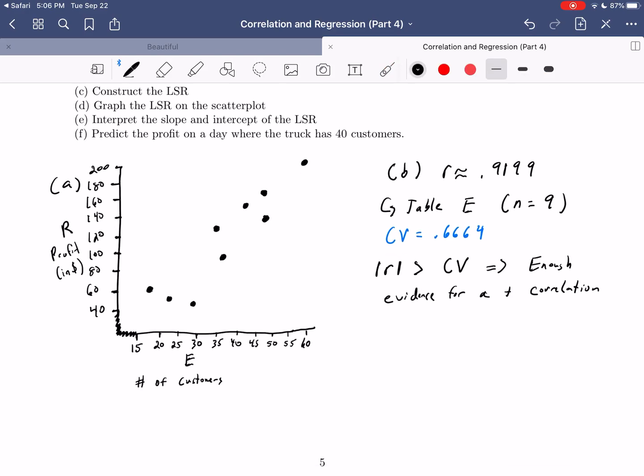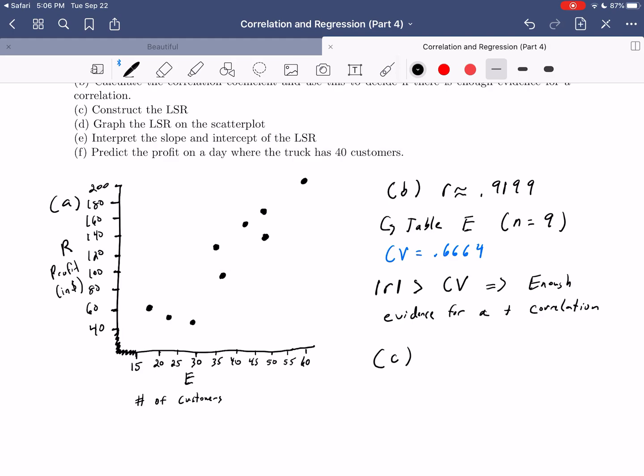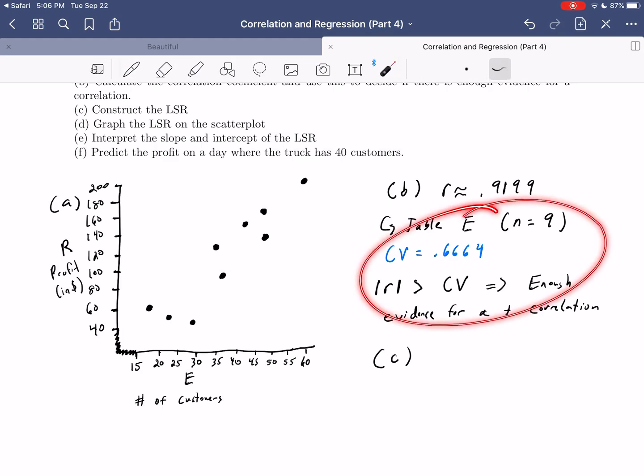All right, let's go ahead and actually build that model now. Notice that part C really only makes sense because we successfully found evidence in part B. If we didn't find evidence for a relationship, we wouldn't model that relationship. But since we did find enough evidence, let's go ahead and build that model. So we want to construct that LSR.